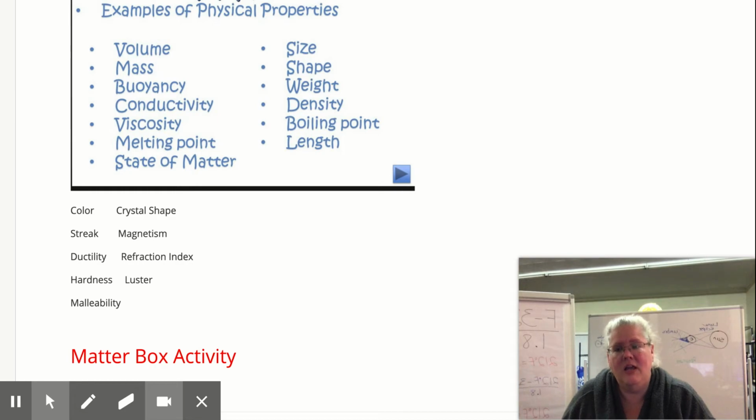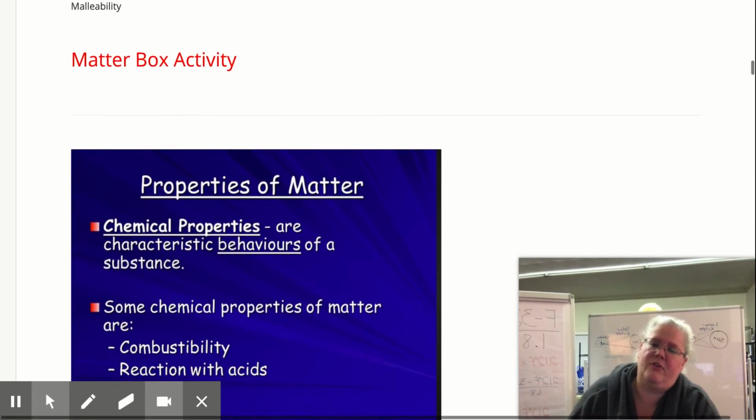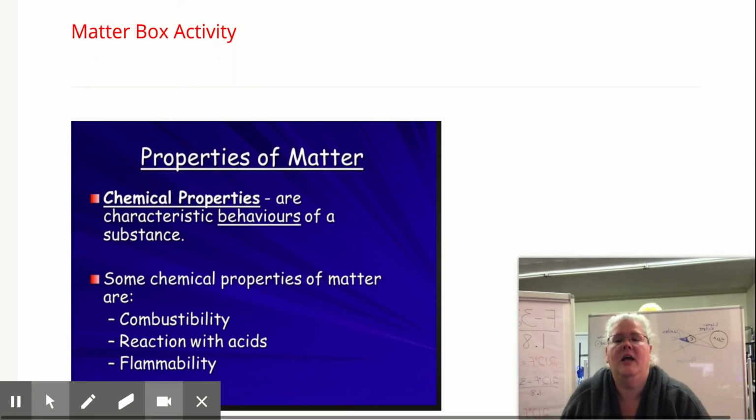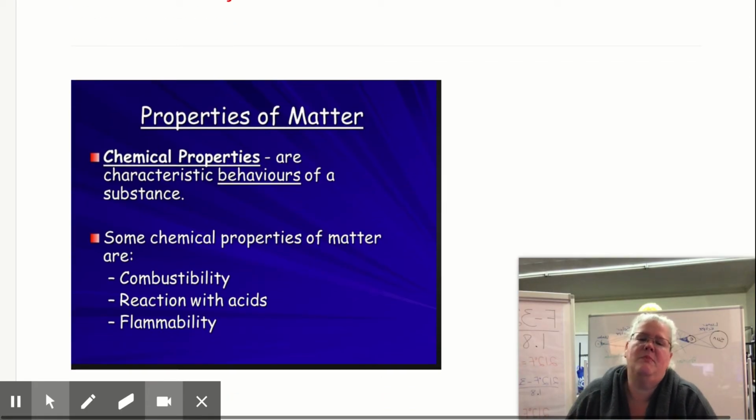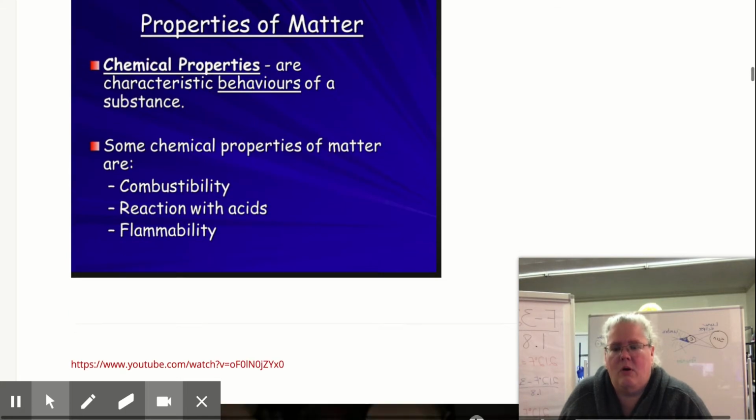These are all physical properties down here that we talked about in 8th grade, if you happen to have been here with Mr. Cater or myself. So the next thing we would do is look at that box, which we've already done. So properties of matter can be physical or chemical. Chemical properties are characteristic behaviors of a substance. So in other words, is it combustible? Does it react with acids? Does it burn? These are all chemical properties of matter, versus physical, which is a descriptor more.